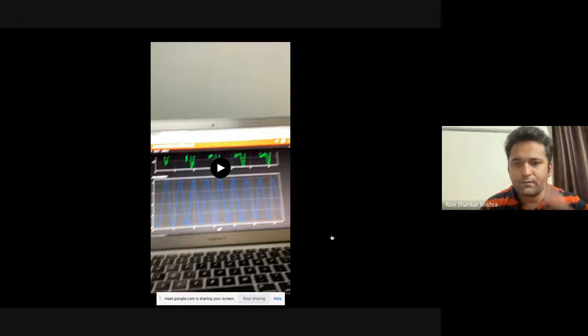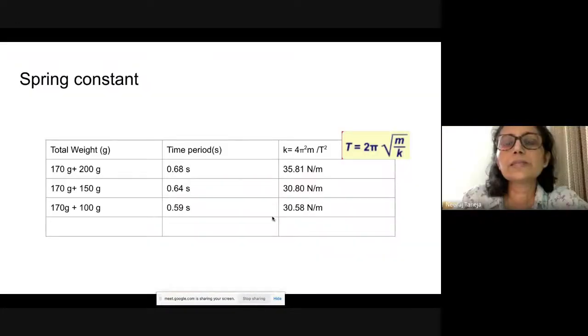Yeah, thank you. So this is the data that I got. I changed the weight that I attached. 170 grams was approximately the weight of my phone. And when I added 200 grams, this was the time period which I calculated from the graph that I obtained. And this I thought can be used to actually calculate even the spring constant.